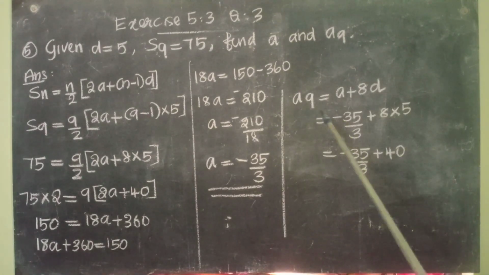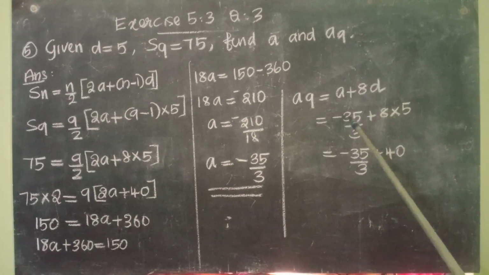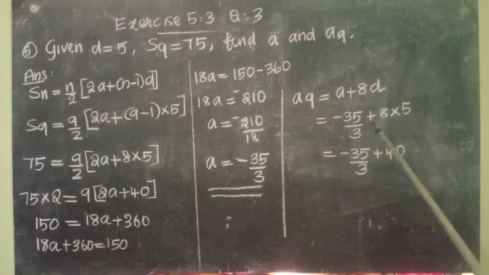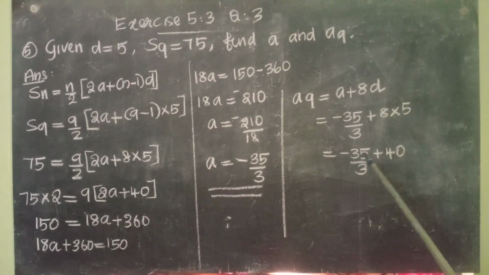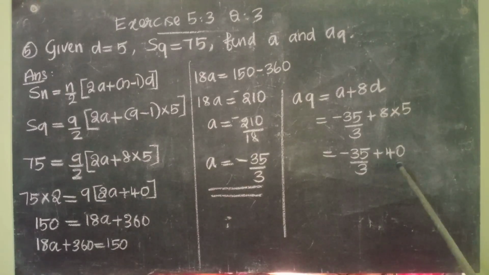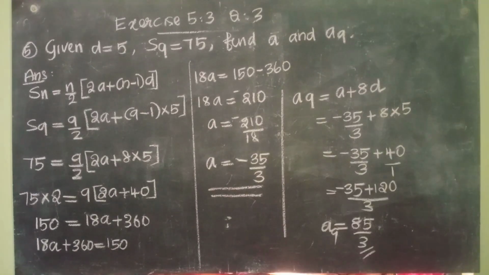So we get a9 equal to a plus 8d, that is equal to minus 35 by 3 plus 8 into 5, that is equal to minus 35 by 3 plus 40. Here we need to cross multiply. So minus 35 by 3 plus 40 by 1. Minus 35 plus 3 into 40, it is 120, by 3. Minus 35 plus 120 by 3, that is equal to 85 by 3. Therefore a9 is 85 by 3. a is minus 35 by 3.